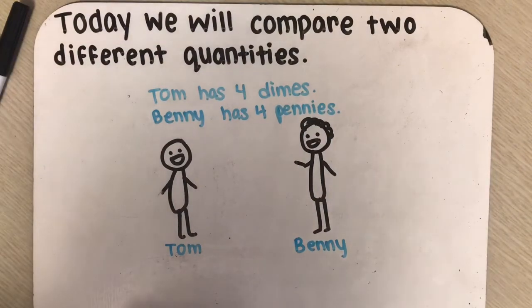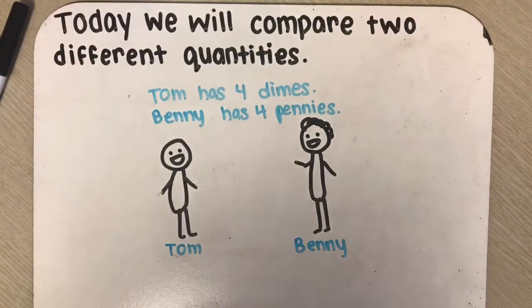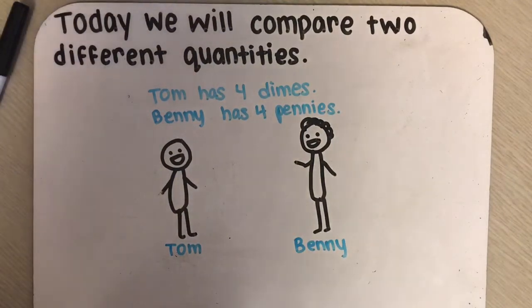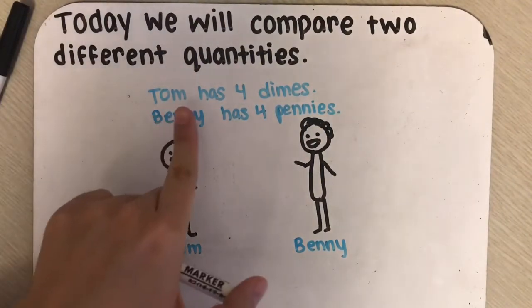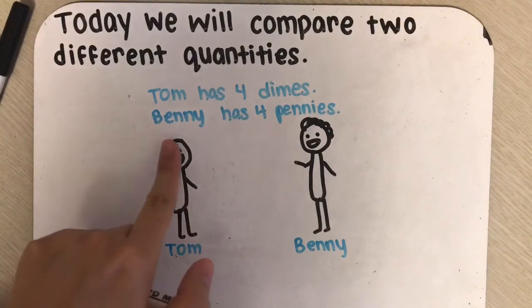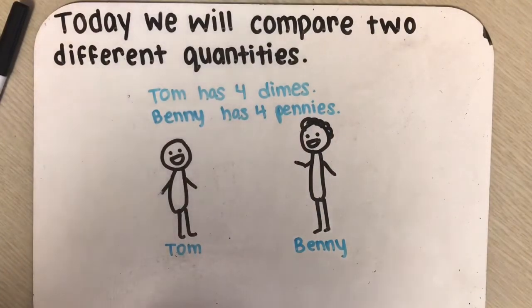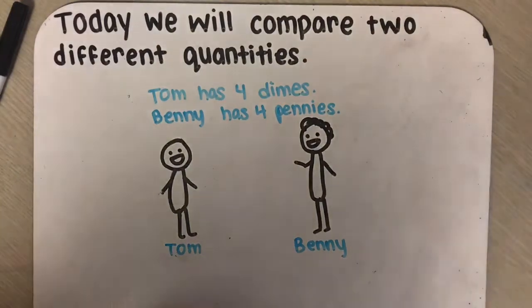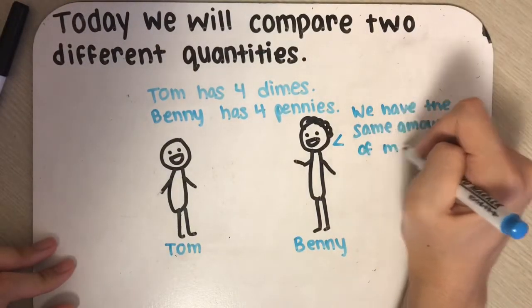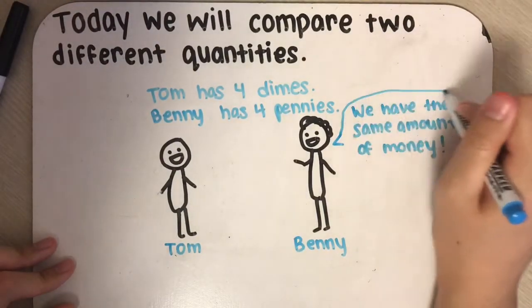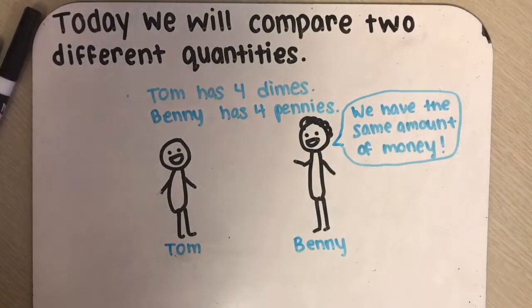Hey first graders, today in math we are going to compare two different quantities. Let's start by taking a look at this word problem. Tom has 4 dimes. Benny has 4 pennies. Benny says, "We have the same amount of money." Is Benny correct? Do Tom and Benny really have the same amount of money?